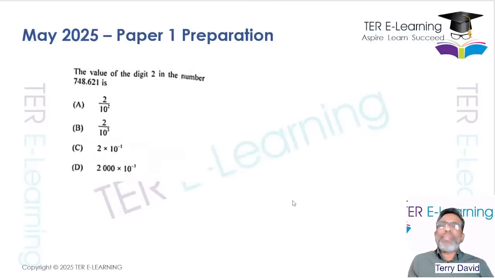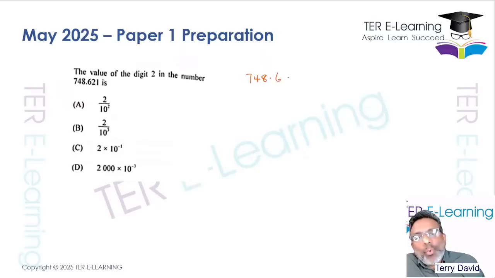So we want to know the value of the digit 2 in this number here. So we have 748.621. And we want to know what's the value of this digit 2 here. What do you all think is the answer for this? It's a combination of questions, guys, not one specific paper.